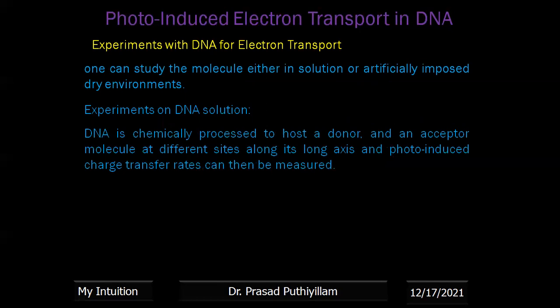The DNA is chemically processed to host a donor as well as an acceptor molecule at different sites along its long axis, and then the photo-induced charge transfer rate can be measured. Based on this experiment and results, it is possible to obtain a very clear picture of the charge transport phenomenon in DNA. And now it is clear that DNA-mediated charge transport occurs in very fast or even ultra-fast time scales.